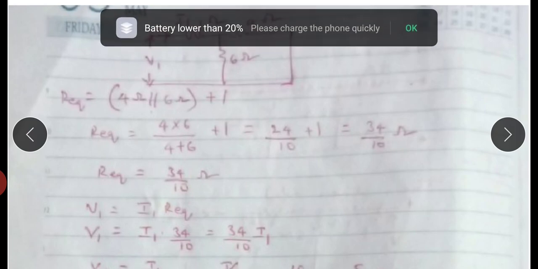Next, the last two resistances, 4 ohms and 6 ohms. These two elements are in parallel connection. So for the equivalent resistance value use formula R1R2 by R1 plus R2. Next this total combination is in series with the 1 ohm resistor. So finally R equivalent equals 4 into 6 by 4 plus 6, plus 1. It equals 34 by 10 ohms. So R equivalent equals 34 by 10 ohms. V1 equals I1 into R equivalent, which equals 34 by 10 into I1.